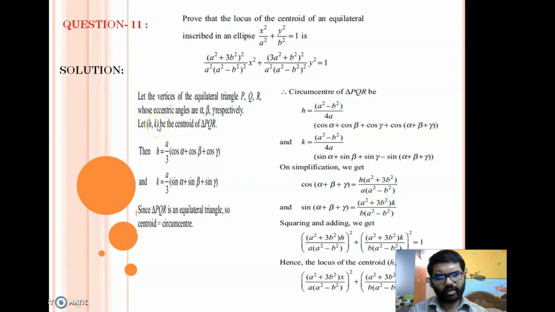Centroid is H comma K. Then we got the H and K values as this. Therefore, for the equilateral triangle, the centroid and circumcenter will be the same. Centroid we calculated; in a similar way calculate the circumcenter also. Then we got the relation: cos of alpha plus beta plus gamma is equal to this one, sin of alpha plus beta plus gamma is equal to this one. Eliminate alpha plus beta plus gamma by squaring and adding. Then we'll get the locus of the centroid.